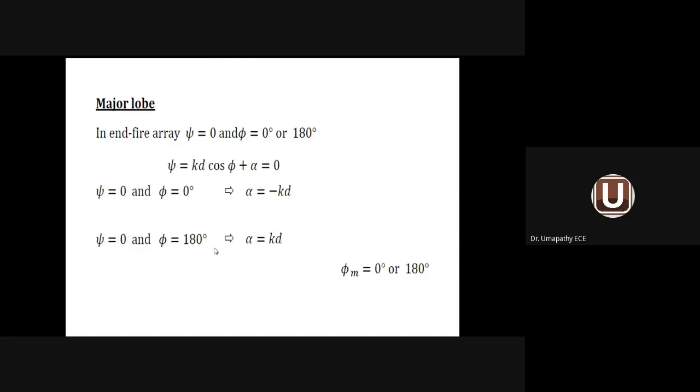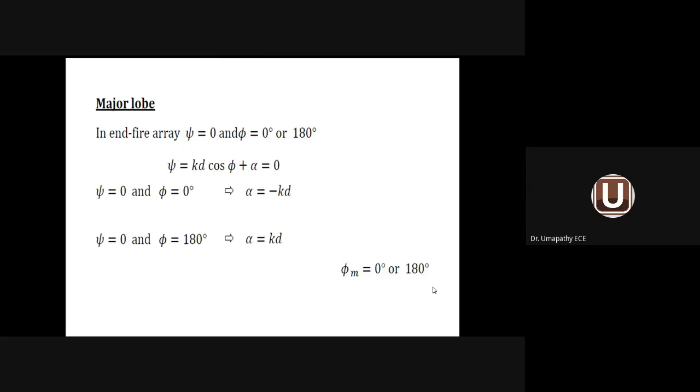If psi equal to 180 degree, alpha will be KD. So we are able to get the maximum point at 0 and 180 degree. This is already known for an end-fire array. See, the maximum point for broadside array is 90 and 270 degree. The maximum point for end-fire array is 0 and 180 degree.